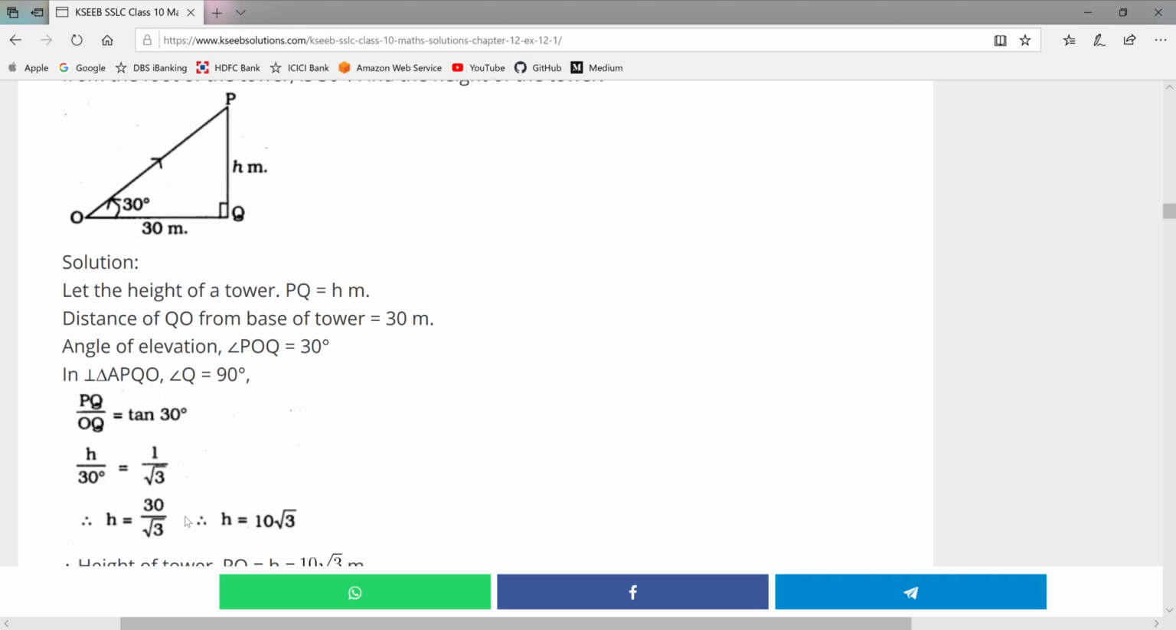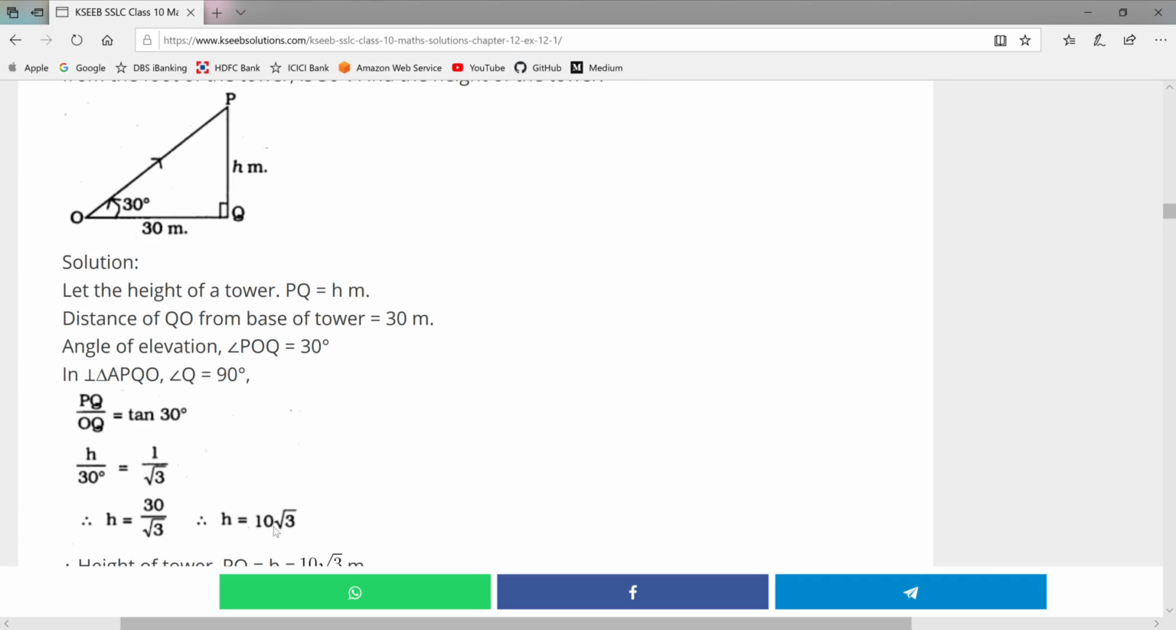So here one more step they have missed. You can add that step. 30 we can write as 10 into 3 divided by root 3. That 3 you can rewrite as root 3 into root 3, so it becomes 10 into root 3 into root 3. In the denominator 1 root 3 and the numerator 1 root 3 cancel, then what do you get?